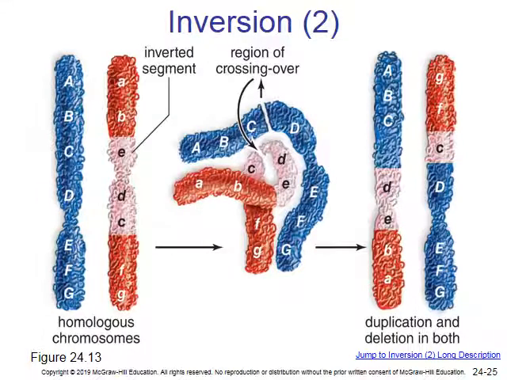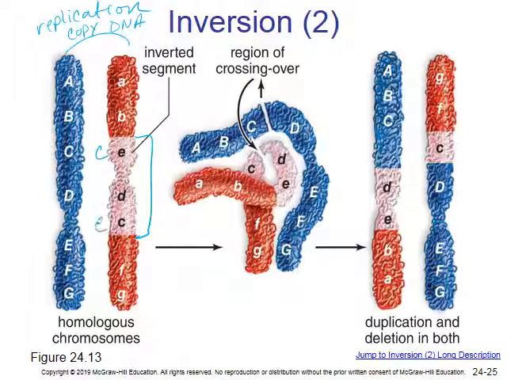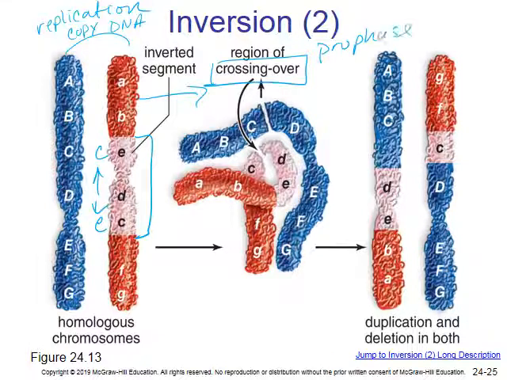I wanted to show you compounding events that could happen. So let's say that during replication, when the DNA was copying itself, this inversion took place. So this should be C and this should be E, but they've inverted, right? They're upside down. And then this cell with these chromosomes is undergoing prophase 1, and that crossing over event that takes place during meiosis. Now we have a complete reshuffling of genes on these homologous chromosomes.